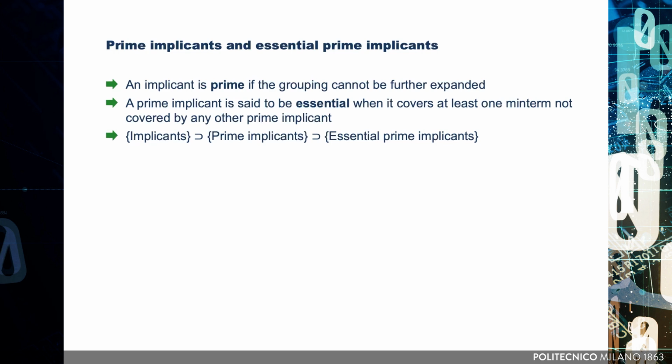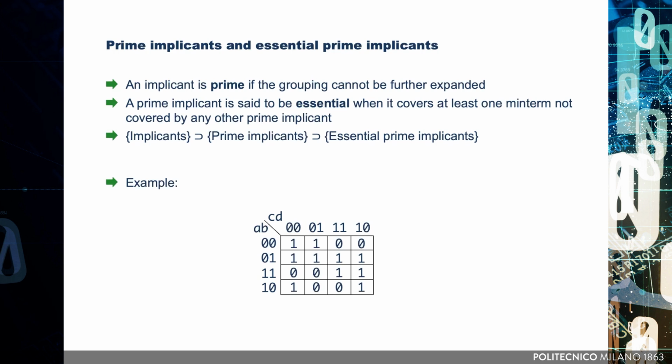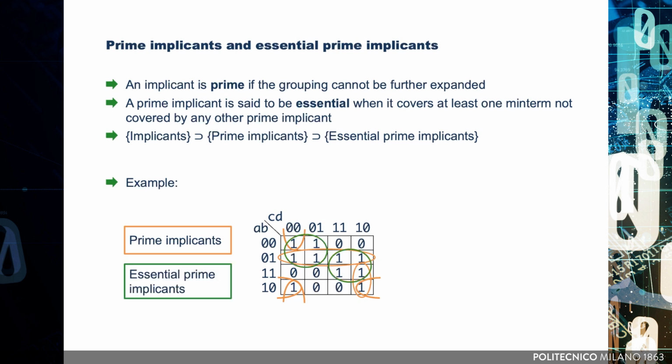Note that the relationship between the 3 sets is that the set of prime implicants is a subset of the set of all implicants. In fact, this last one also includes all minterms and all the other groupings we can generate by iteratively expanding from the minterms. Then the set of essential prime implicants is a subset of all the prime implicants. Here is an example. We show all the prime implicants in orange. You can see how it is not possible to further expand these groupings. Among all these prime implicants, we notice 2, now in green, each of which is unique in covering a 1 of the function.